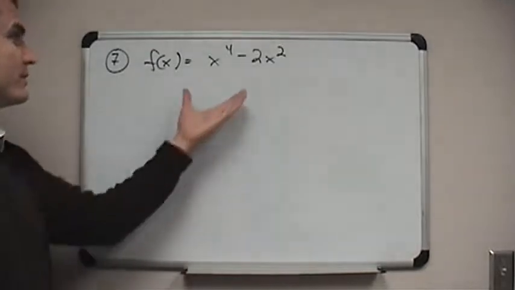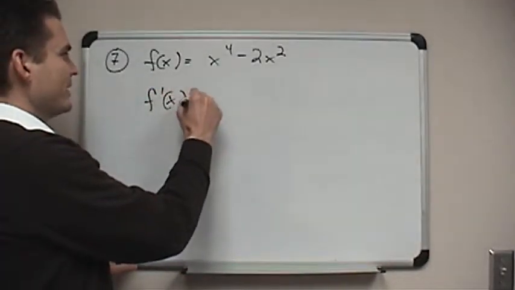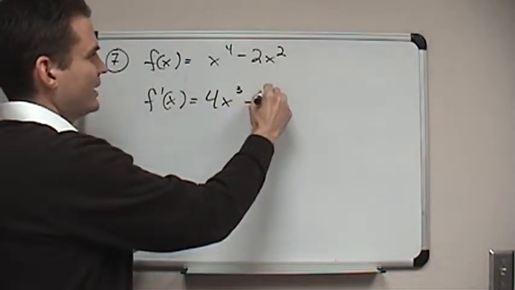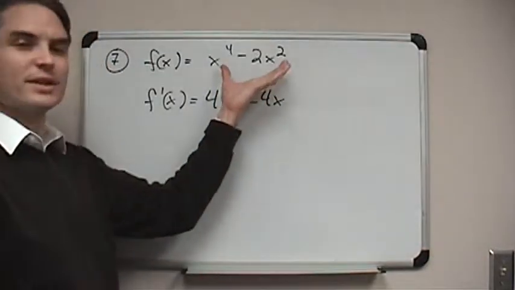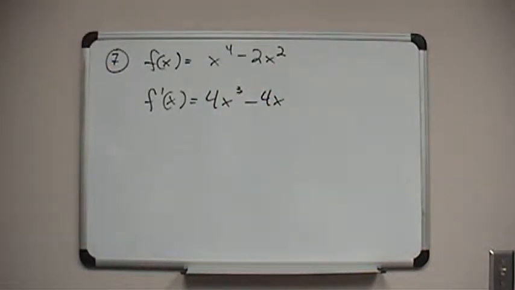First thing they tell us to do, of course, is find the derivative of the function. Again, this function's not too bad, so the derivative we can find pretty easily. It's 4x cubed minus 4x. I'm just using the power rule and some of the basic rules of derivatives there to get the derivative.